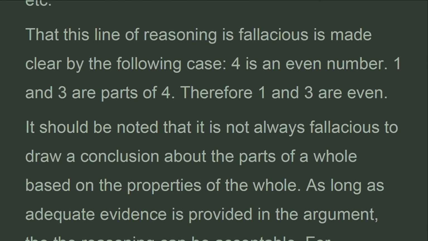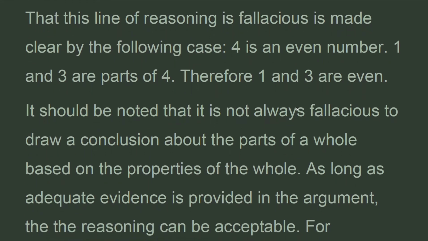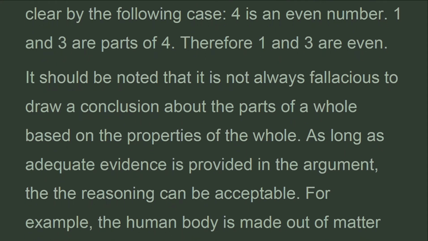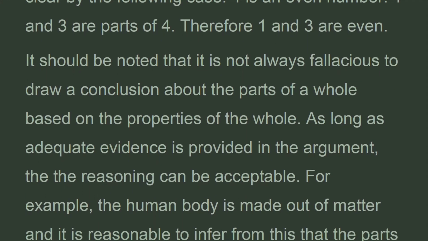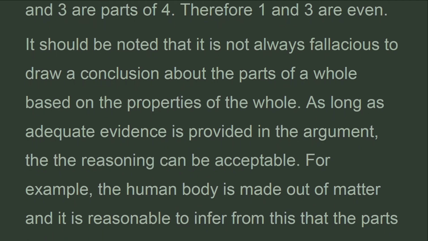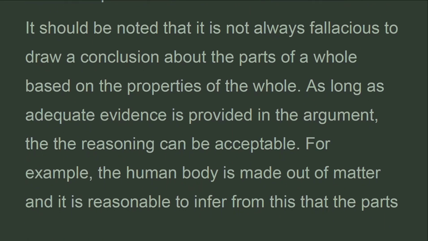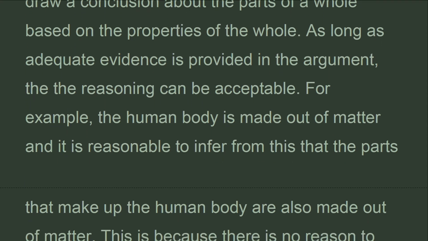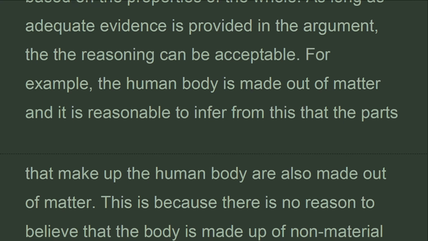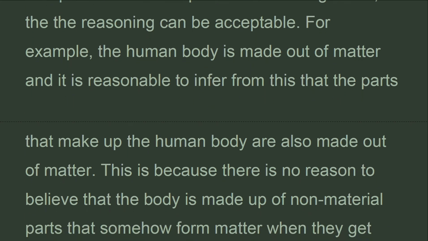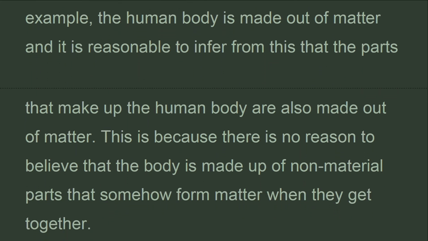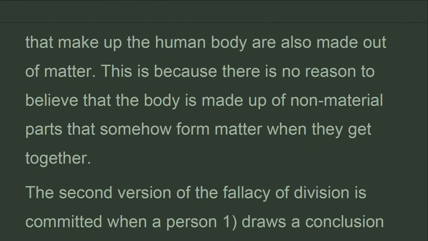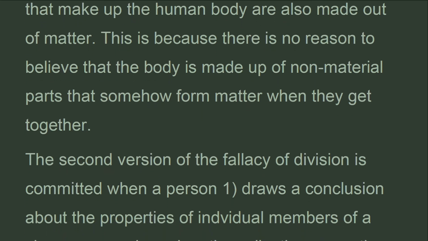It should be noted that it is not always fallacious to draw a conclusion about the parts of a whole based on the properties of the whole. As long as adequate evidence is provided in the argument, the reasoning can be acceptable. For example, the human body is made out of matter and it is reasonable to infer from this that the parts that make up the human body are also made out of matter. This is because there is no reason to believe that the body is made up of non-material parts that somehow form matter when they get together.